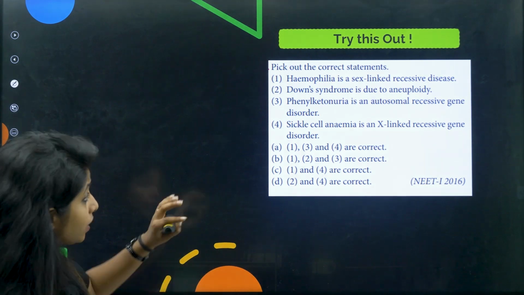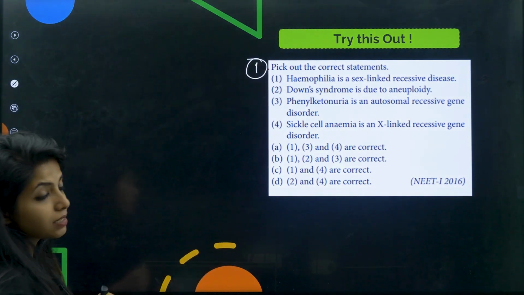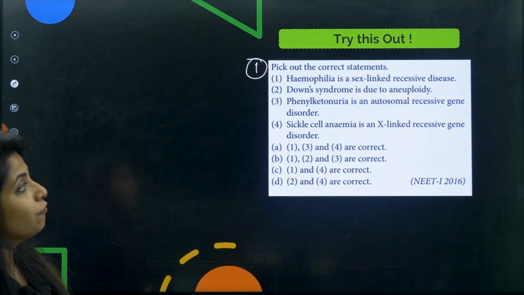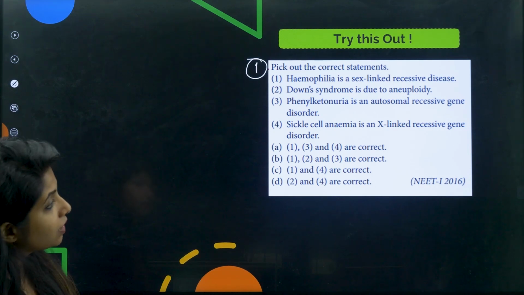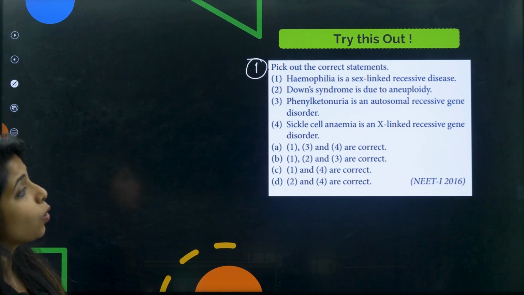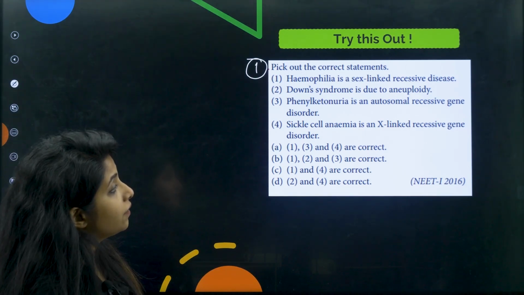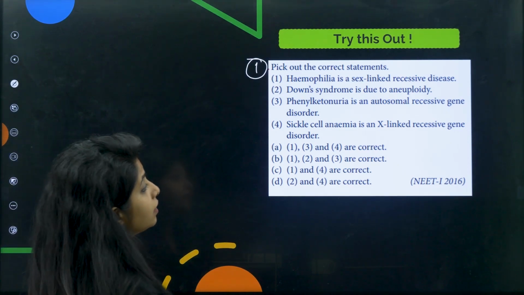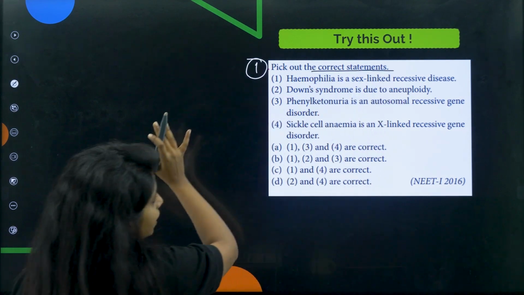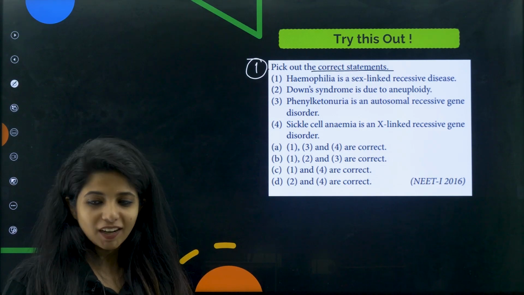There's one question over here. Depending on what we studied as of now, you can put one as the question number and tell me the answer if you know it already. Pick out the correct statement. Hemophilia is a sex-linked recessive disease. Down syndrome is due to aneuploidy. Phenylketonuria is an autosomal recessive disorder. Sickle cell anemia is an X-linked recessive gene disorder. So you have to find the correct statement. I think whatever we studied is enough for giving you the answer for this particular question. So put one and write the answer. Can you do it, my children?